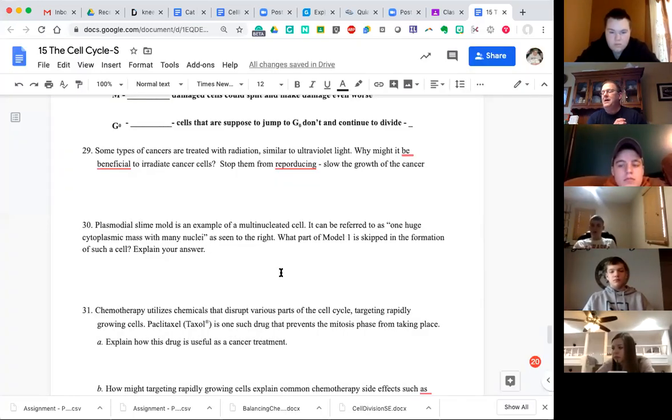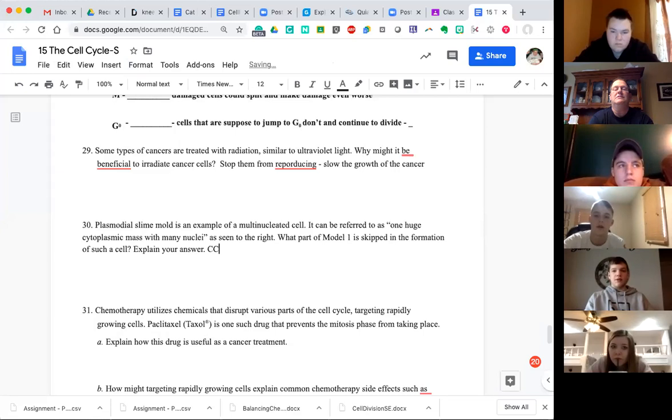Okay, 30, plasmodial slime mold is an example of a multinucleated organism. It can be referred to as one huge cytoplasmic mass. What part of model 1 is skipped? So if it's a single cell with lots of nuclei, mitosis evidently happened, but what usually happens after mitosis that didn't? Starts with a C. Cytokinesis. Yeah.